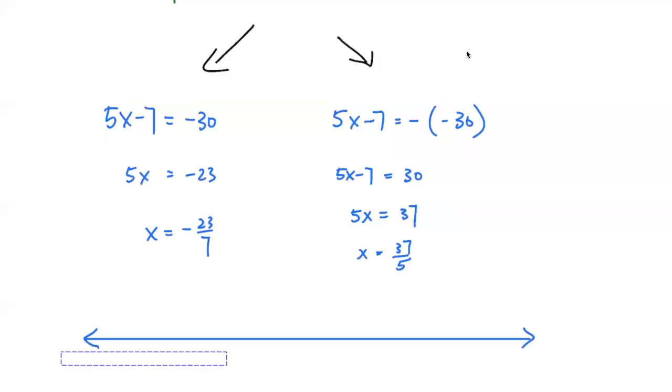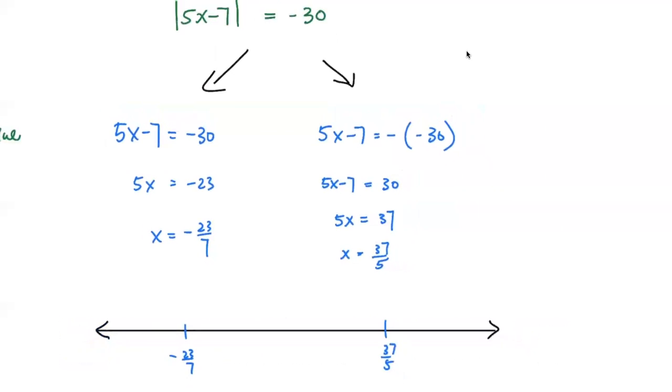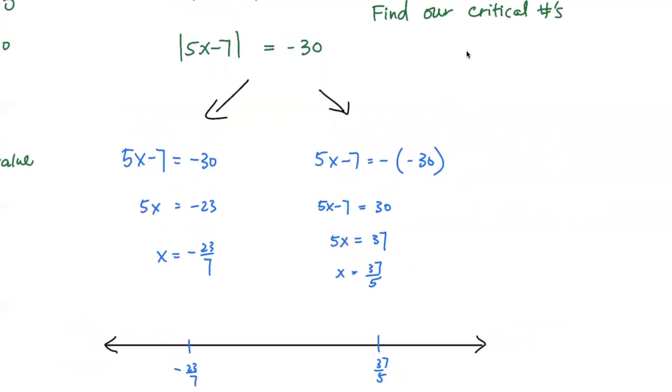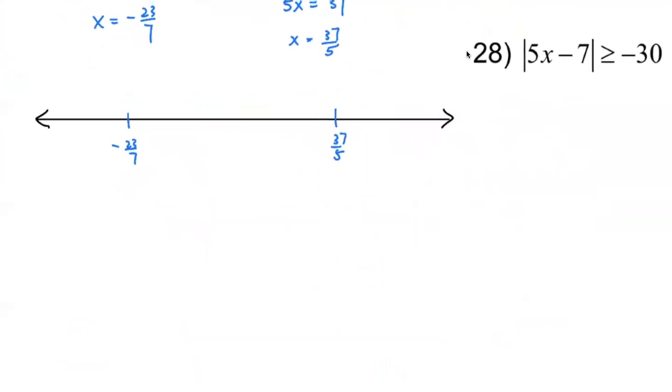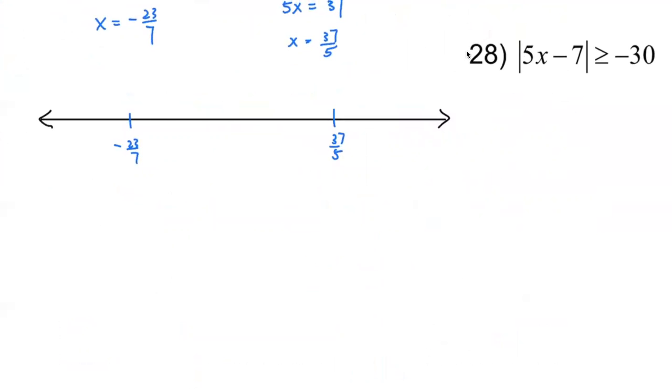Okay. And let me make it black so it's easier to see. And then we have 37 over 5, and then we have negative 23 over 7. Okay, so now what we do is this. Let's keep in mind that we have this as our inequality. And what we do is pick some numbers and test.